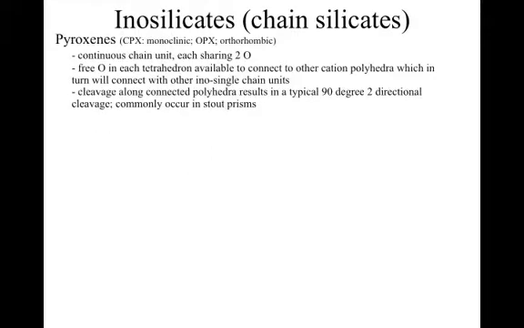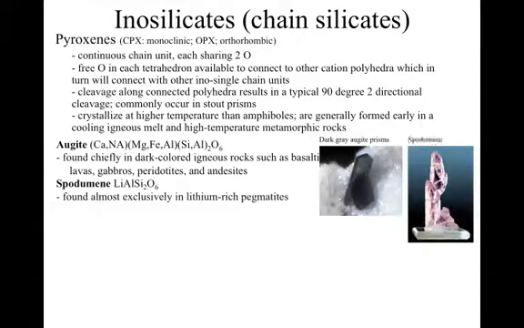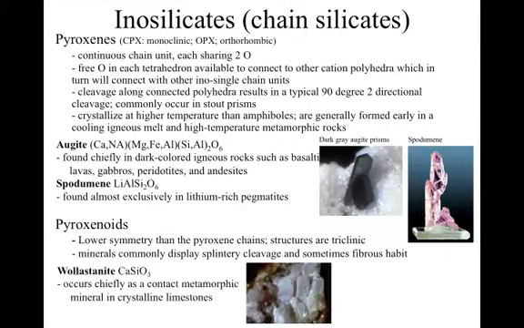The inosilicates, the chain silicates, include the pyroxenes and the amphiboles. Here we're talking about the single chain inosilicates, the pyroxenes, and those include both the clinopyroxenes and orthopyroxenes, and are commonly found in igneous rocks. Here's some augite, for example. The pyroxenoids include wollastonite, which is a calcium-rich pyroxene that you find in more calcium-rich rocks, and also in metamorphic rocks sometimes.